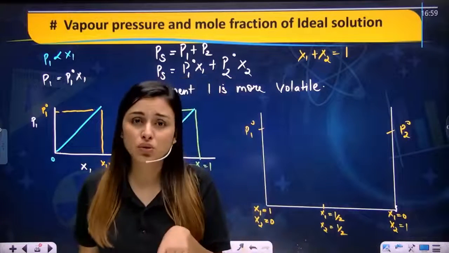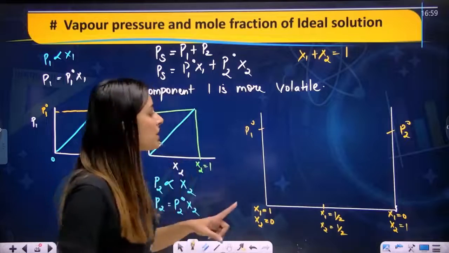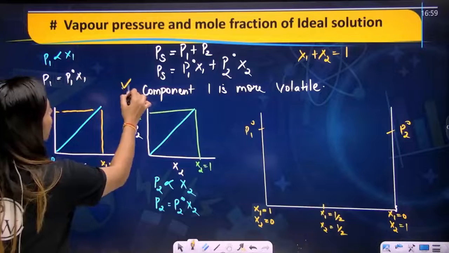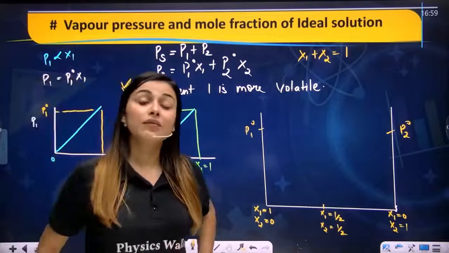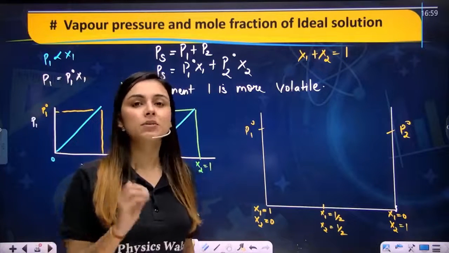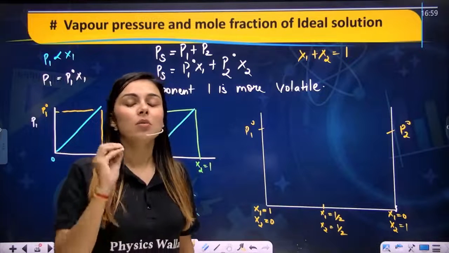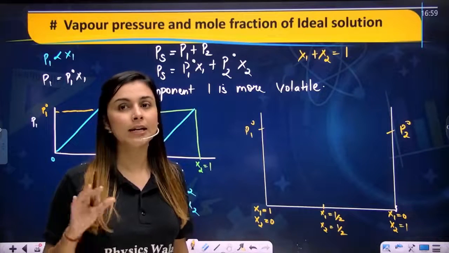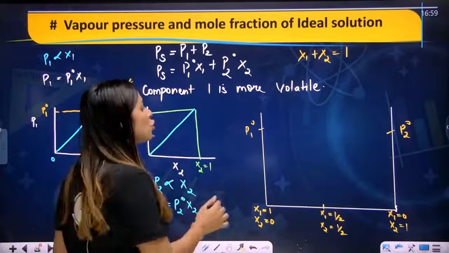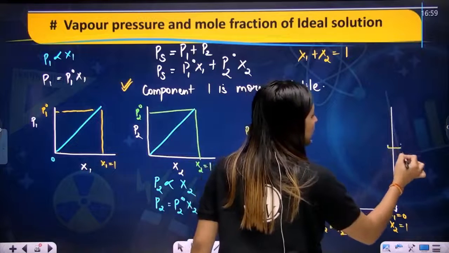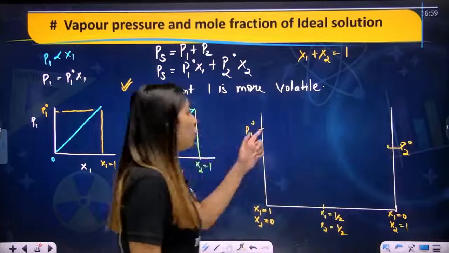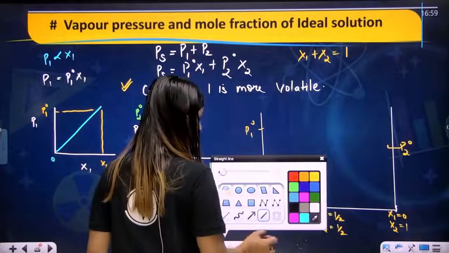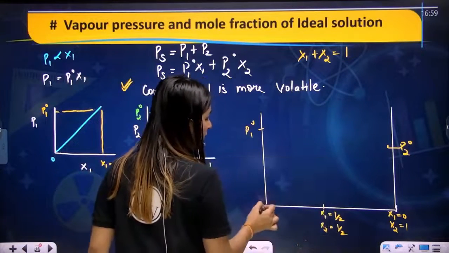Now my question to you is, out of P1 naught and P2 naught, which will be higher? I gave you a hint here that component 1 is more volatile. If component 1 is more volatile, this means that component 1's vapor pressure will be more at a particular temperature T as compared to the second. So P1 naught will be a little higher and P2 naught will be a little lower than P1 naught. Okay. Yes. Then what do we do? Then we join these two.